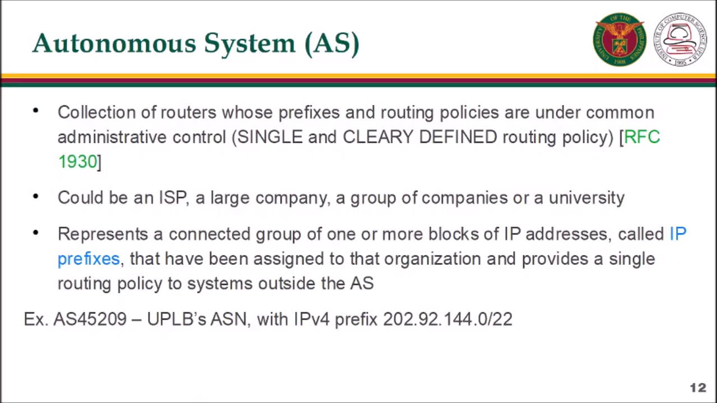Autonomous systems. Autonomous systems, or AS, are collections of routers whose prefixes and routing policies are under a common administrative control. It could be an ISP, a large company, a group of companies, or a university. It represents a connected group of one or more blocks of IP addresses called IP prefixes that have been assigned to that organization, and it provides a single routing policy to systems outside the AS.